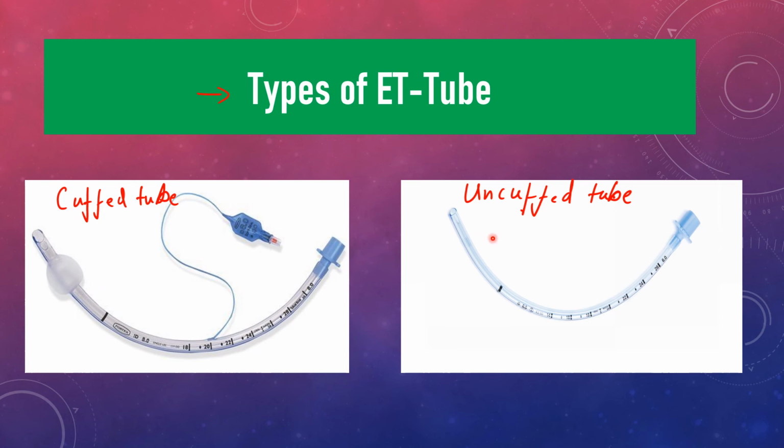But the uncuffed tube is mostly used in children below 10 years of age. And why is it used in children? Because the children's subglottic airway is narrow, so we don't need any cuff, or the cuff can injure the glottis of the patient. So in children we use the uncuffed tube.